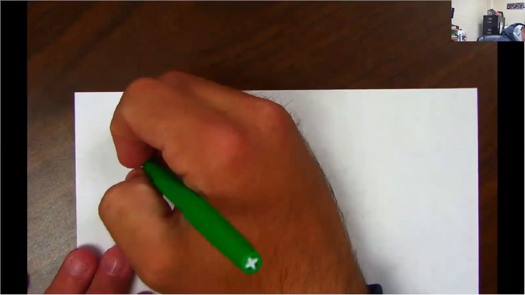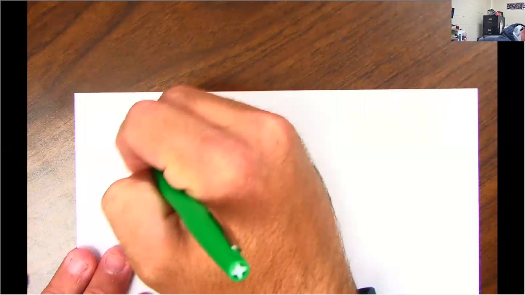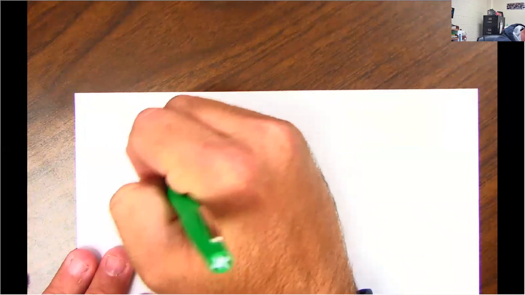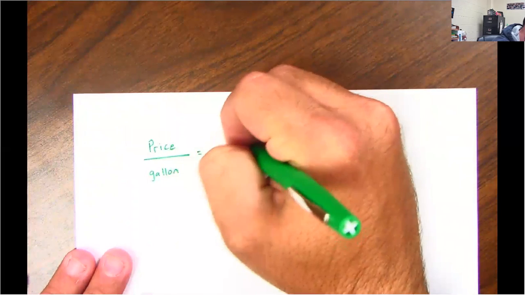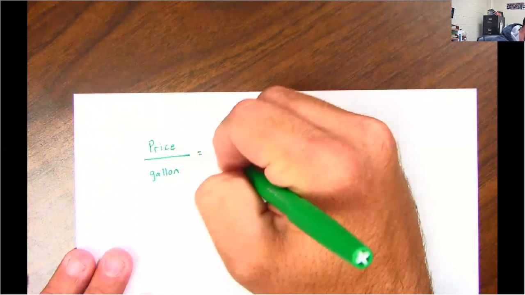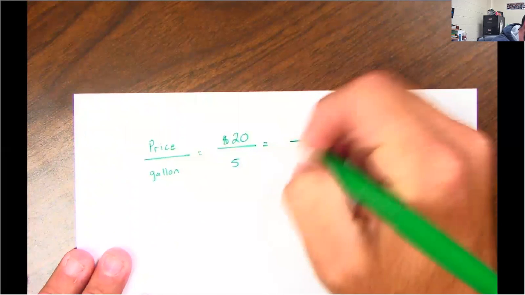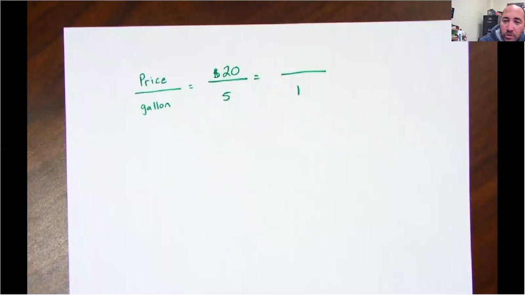All right, I'm going to create another couple of examples. I want to see how you do on them. I'm going to go back to the gasoline because we're all about to start driving here in a couple of years. So here we go. It was price per gallon. If you paid $20 for 5 gallons of gas, what was the price for 1 gallon? So that's the first example I want you to try.